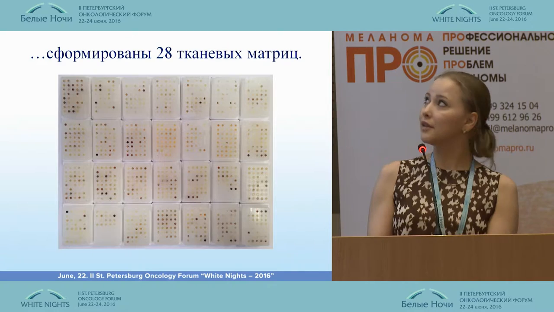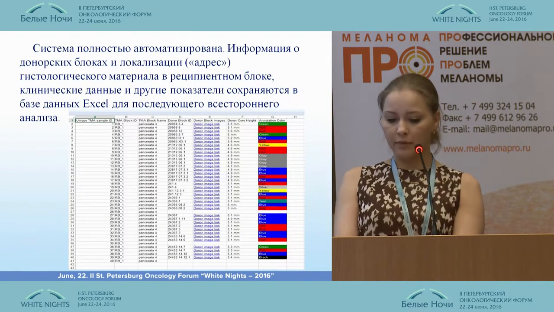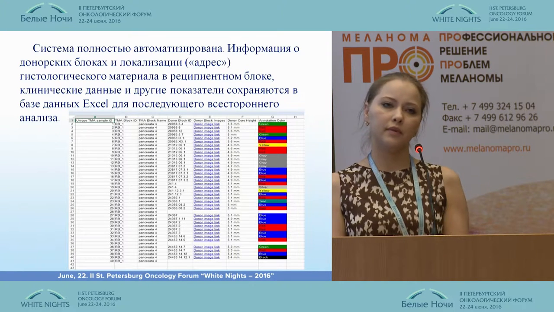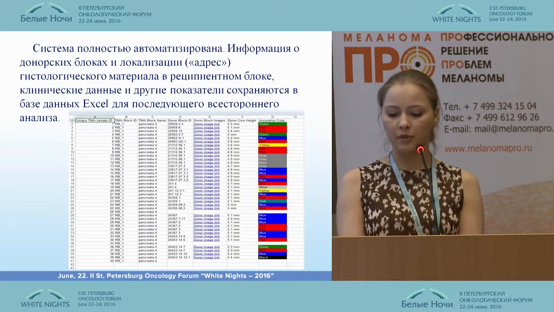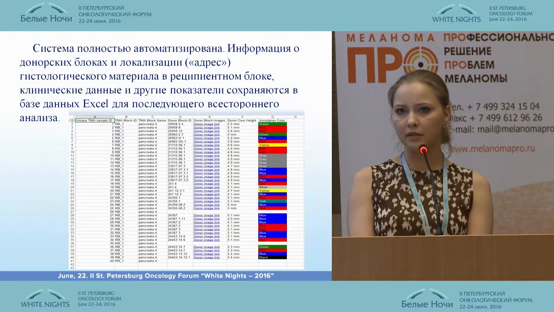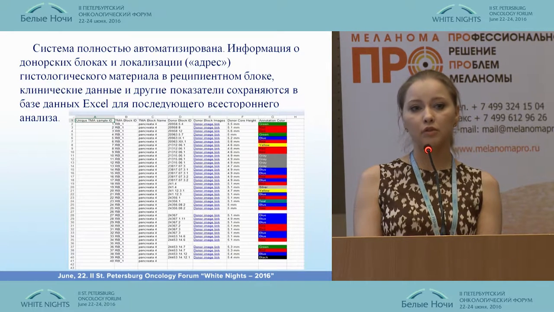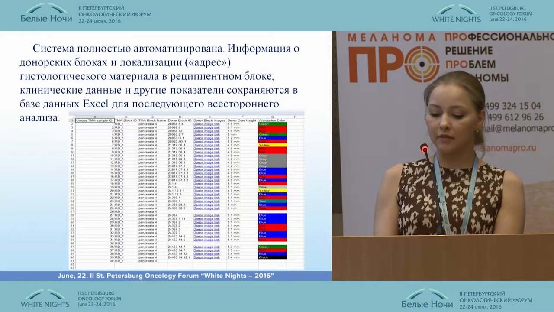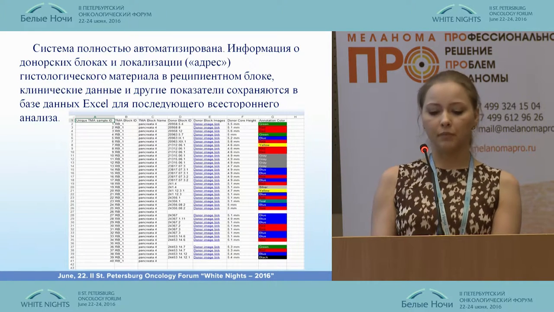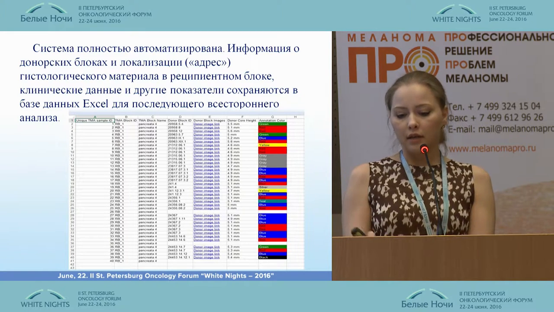That was not so expensive from the point of view of the material costs and labor costs. The system of the creation of matrices is fully automated, and the software allows you to form a large number of recipient blocks in a very quick way. From 50 to 720 zones of interest can be formed, and it is integrated with all the other software.